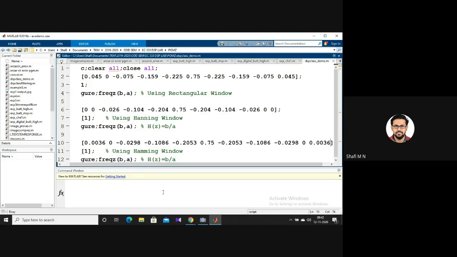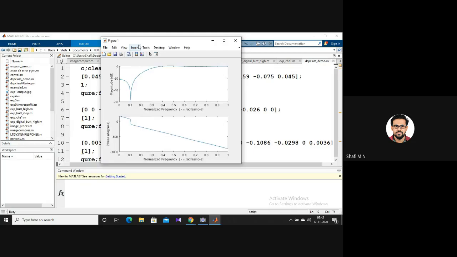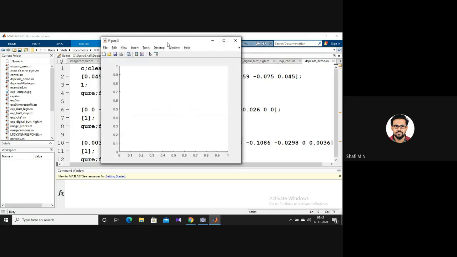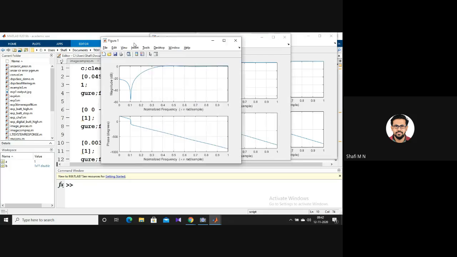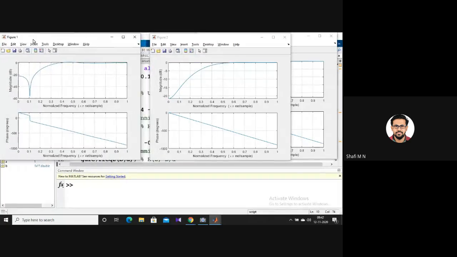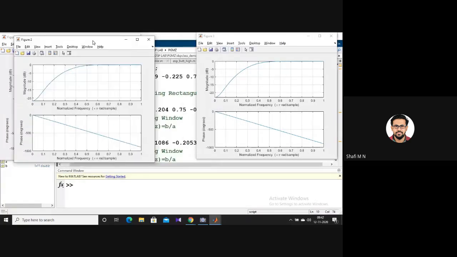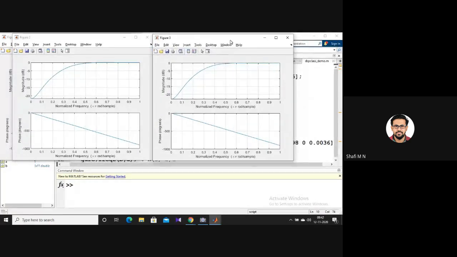Now let me see the response. The first figure is the FIR filter designed using rectangular window. Second one is the FIR filter response with Hanning window, and third one using Hamming window. Let's compare the three figures. 2 and 3 you cannot distinguish. The first one we saw yesterday, using rectangular window, where you can see oscillations in the pass band and stop band. In the stop band you have a bigger oscillation. That was referred to as Gibbs phenomenon, and we solved that problem. That means we obtained responses without any ripples.